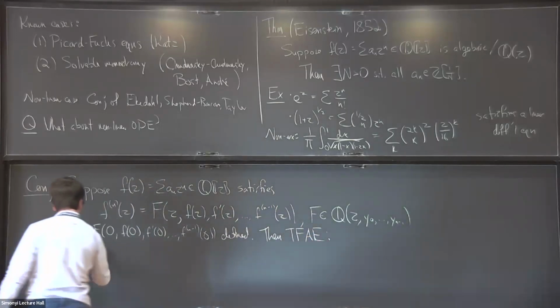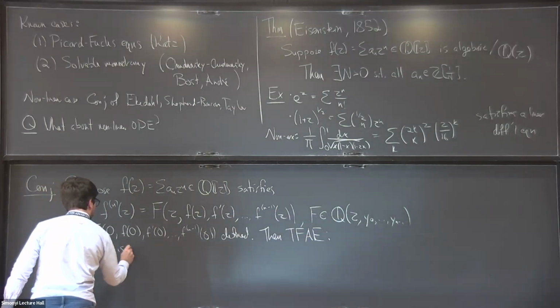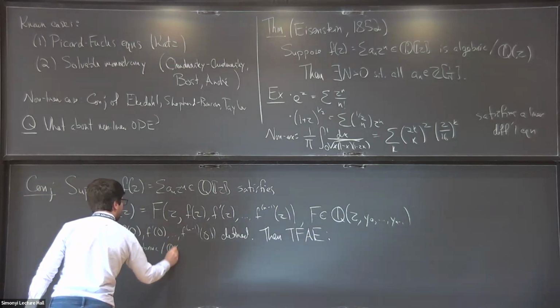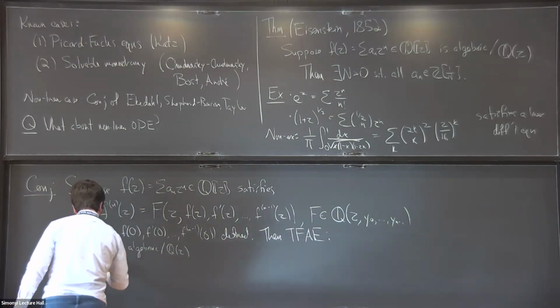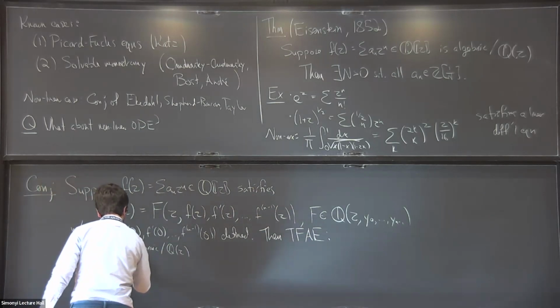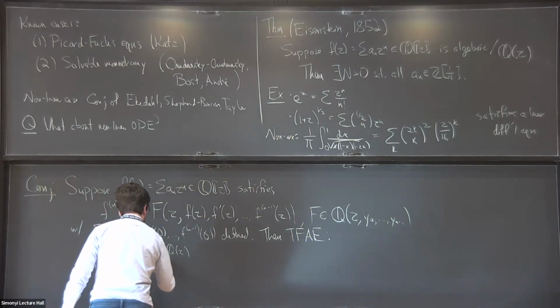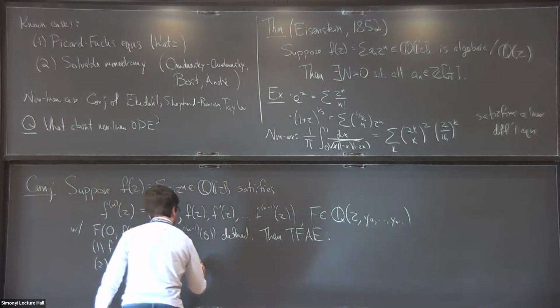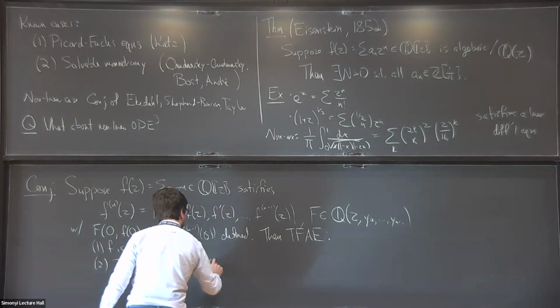So then the conjecture is that the following are equivalent. So first of all, f is algebraic over Q(z). Second, the conclusion of Eisenstein's theorem holds. So there exists some positive n such that all the coefficients of this Taylor series lie in Z adjoin 1 over n.